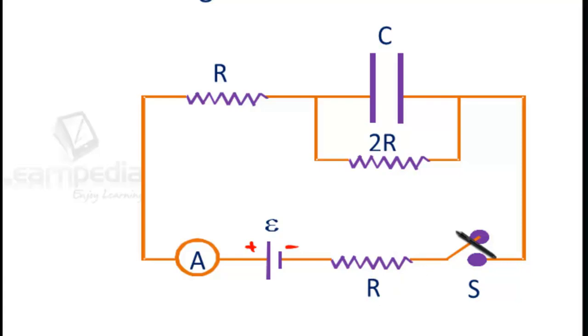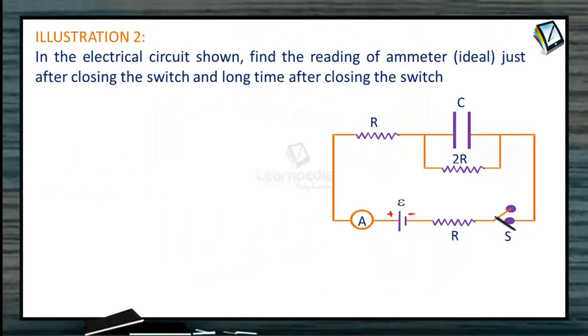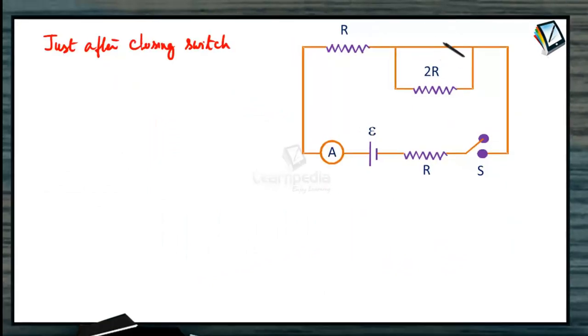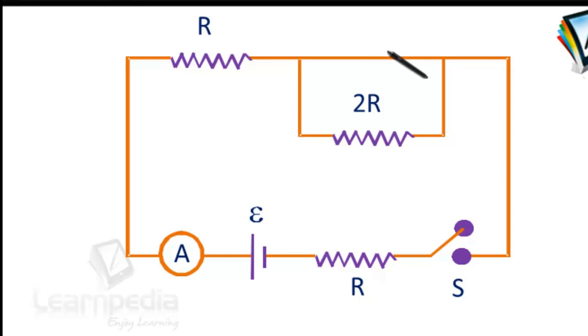When the switch is just closed, the capacitor will behave like a closed switch. The circuit just after closing the switch and long time after closing the switch, we can draw separately and work out. So this circuit, just after closing the switch: the capacitor which was placed here we have taken out because it behaved like a closed switch. When this capacitor is short circuited, the resistance 2R is short circuited because this point and this point will be at the same potential. So resistance R and this resistance R will come in series.